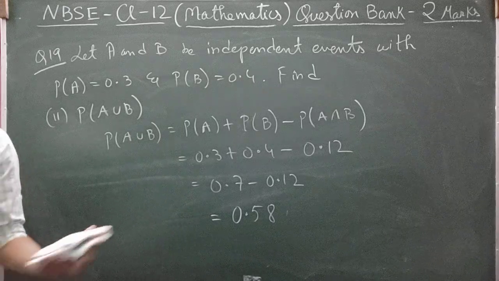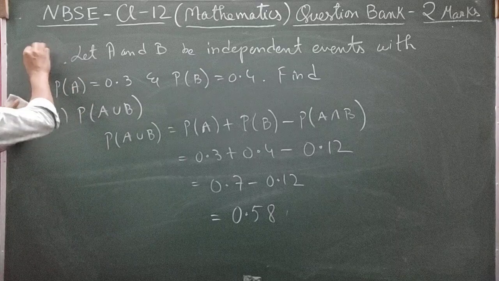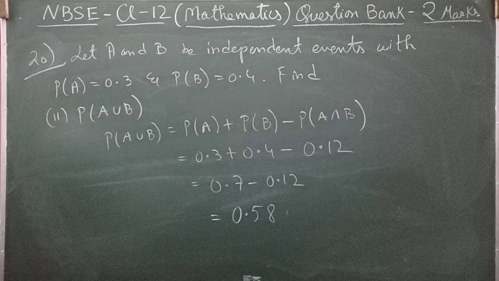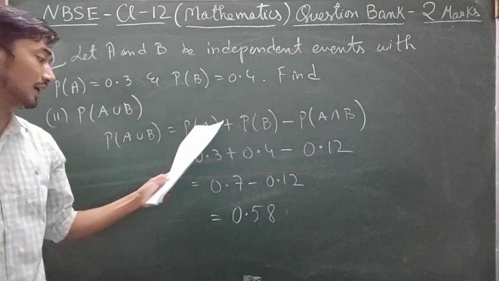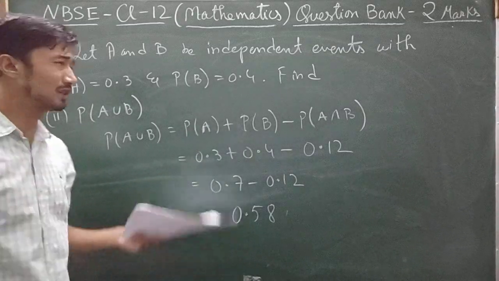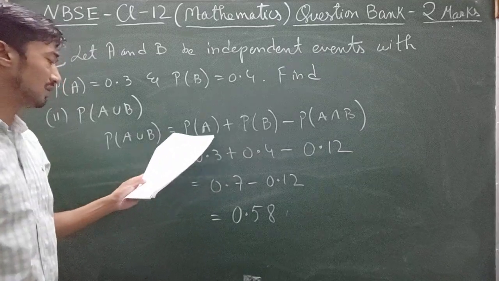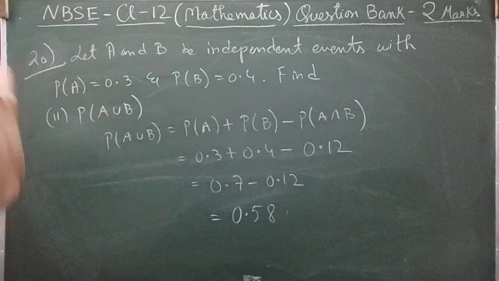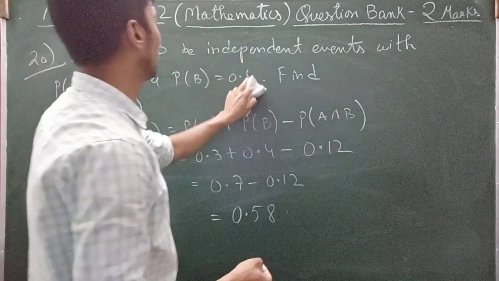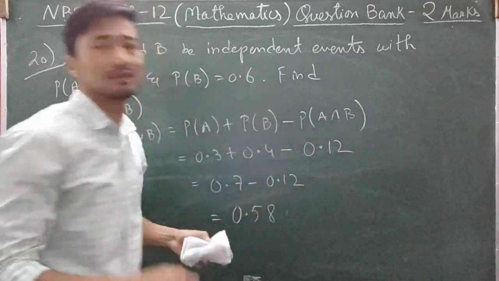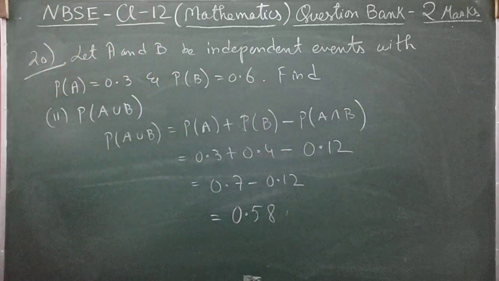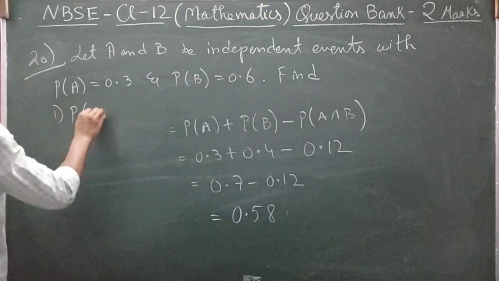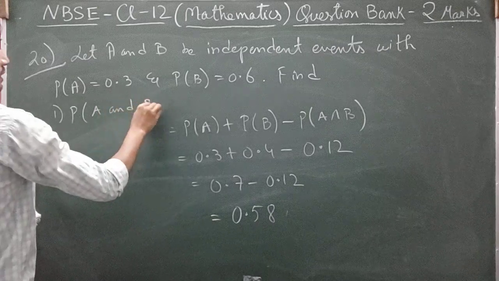Let's go to the final question, number 20. Question number 20 is almost the same question. Given two independent events A and B, find such that probability of A is 0.3 and probability of B is 0.6. Nothing much, they've just changed the value only. Number 1 is find probability of A and B.